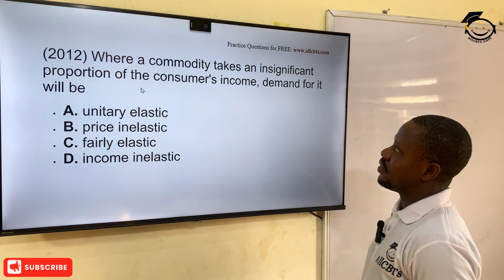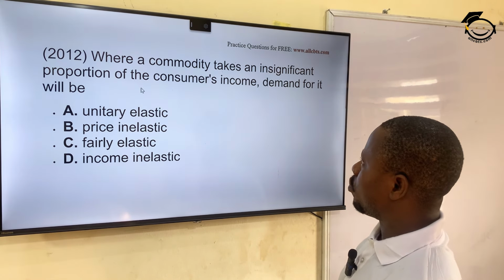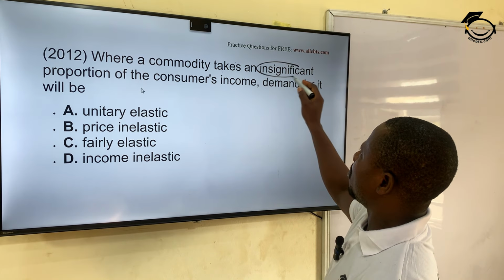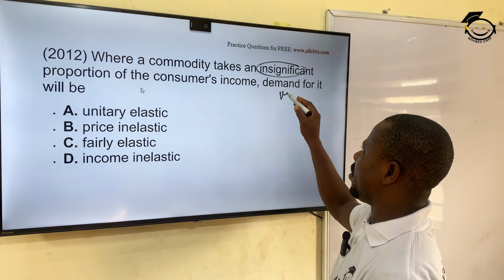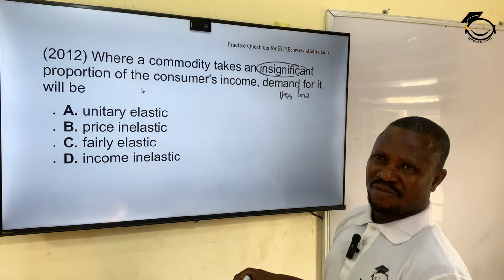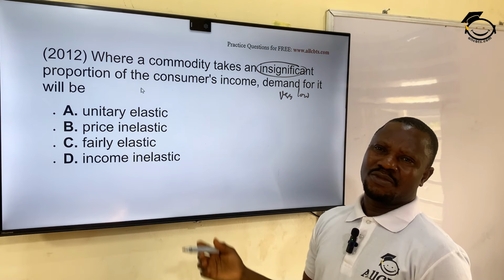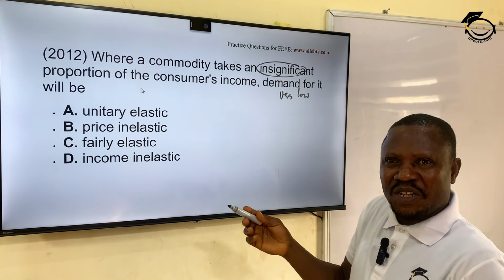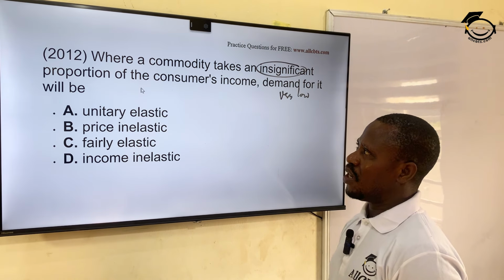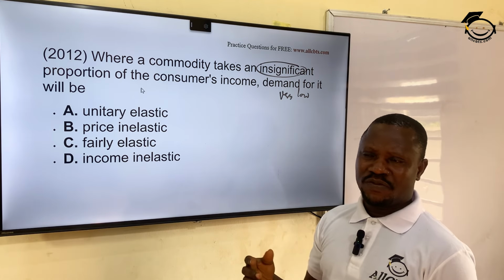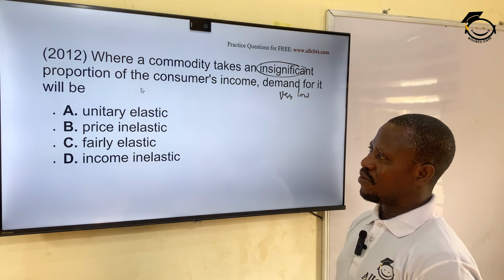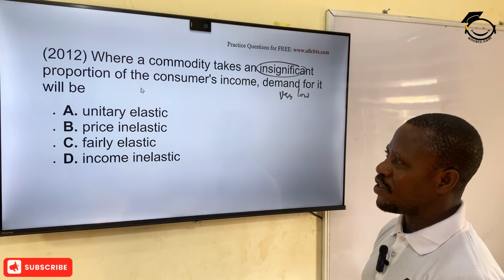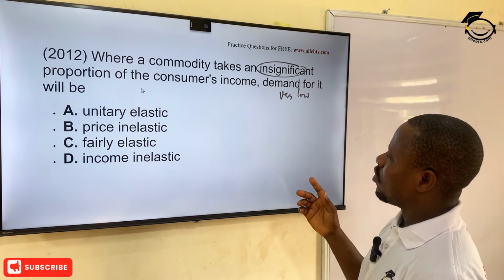Where a commodity takes an insignificant proportion of the consumer's income, demand for it will be what? Insignificant means not a big deal. Very low, very small. Not a big deal. It's what you can just go by. You understand? So if such commodity takes just very minimal, very small stuff from your income, what will happen to the demand for it? Unity elastic, price inelastic, fairly inelastic, income inelastic. The answer will be what?